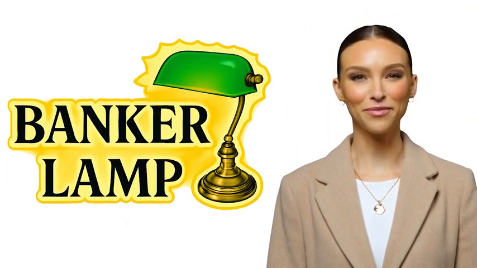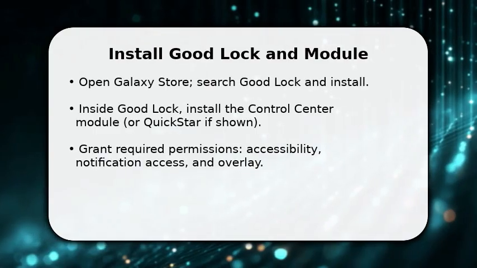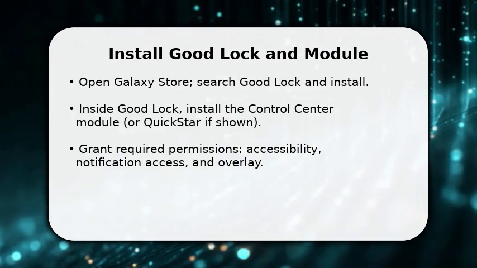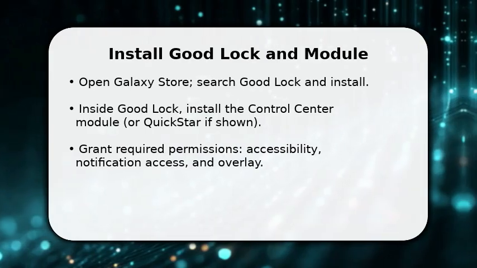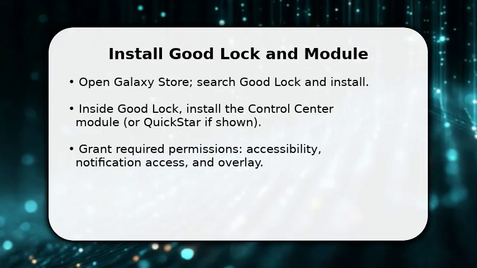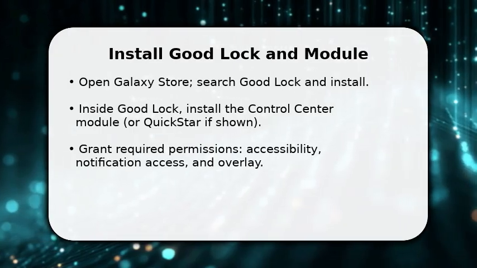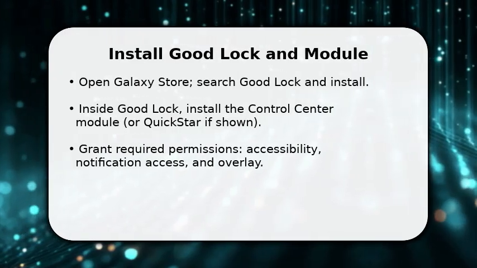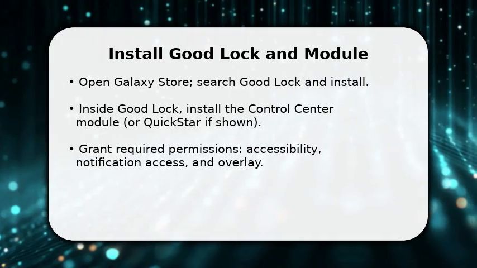Please enjoy the video. You start by installing GoodLock from the Galaxy Store. Once done, open it and install the Control Center module. Some regions label it Quick Star. Give the module accessibility, notification, and overlay permissions so it can replace the system panel. Once granted, reboot or restart the UI if prompted to ensure the module loads.